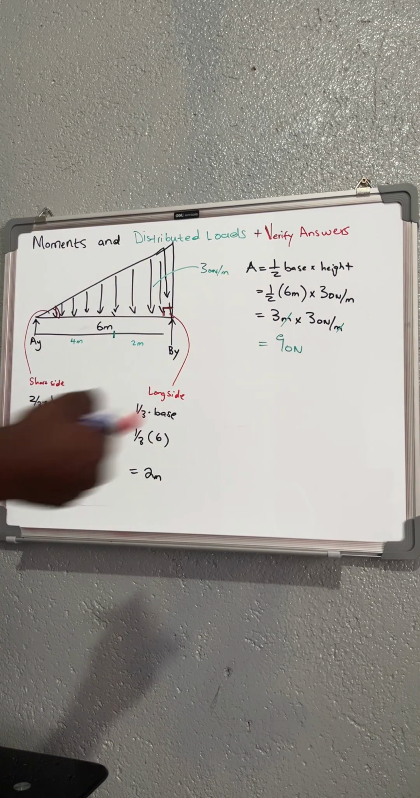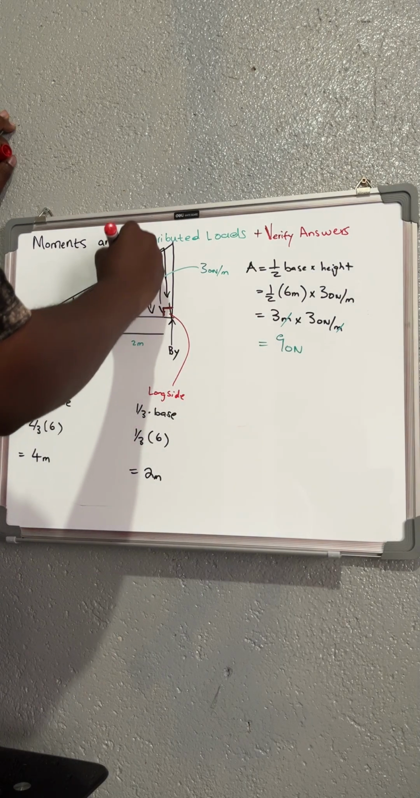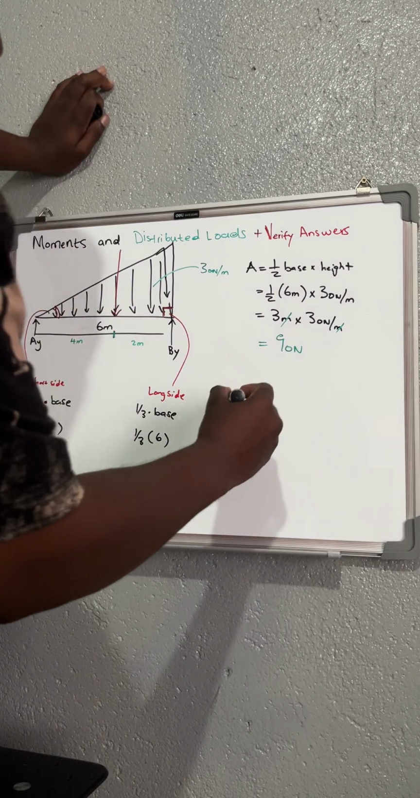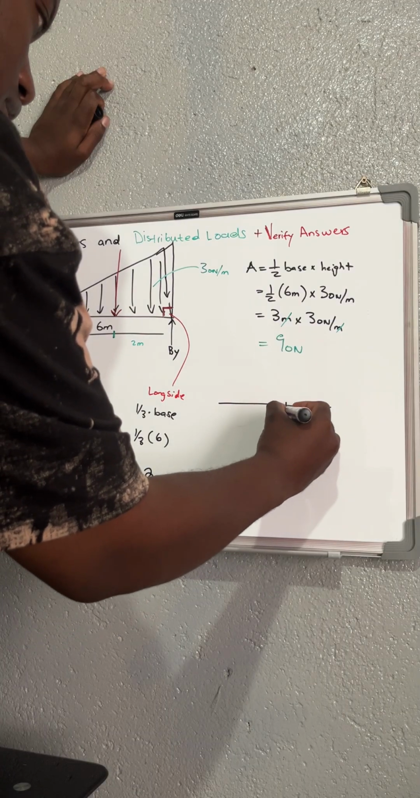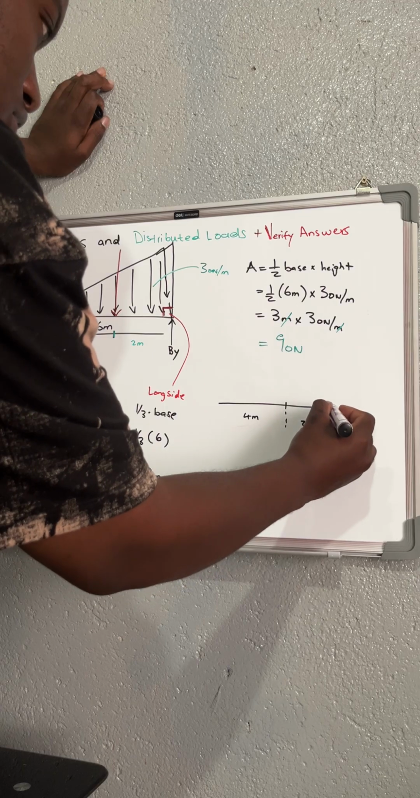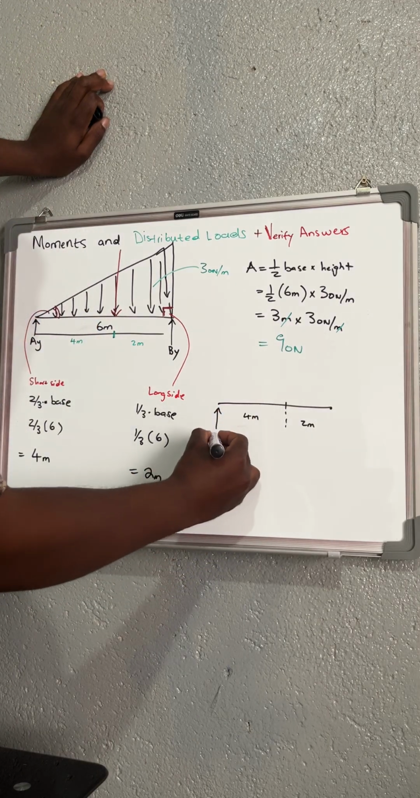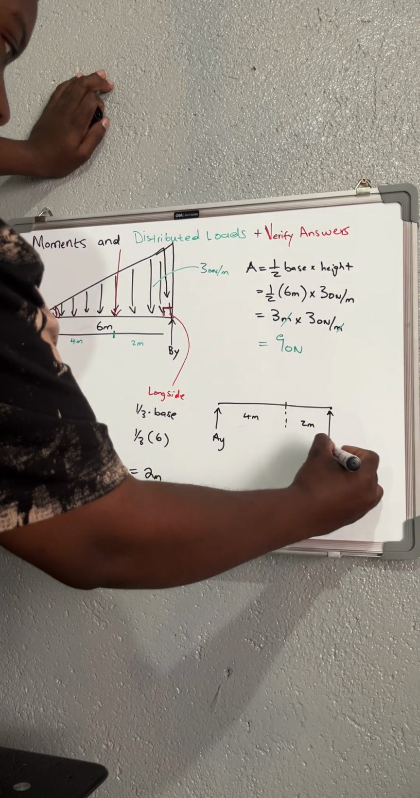that 90 Newton, which is here, the distributed load, it's going to be acting somewhere here. So how am I going to draw it on a free body diagram? So I'm going to have something like this. Then here I have that 4 meter, this side I have that 2 meter. Then here I have that AY, this side I have my BY.